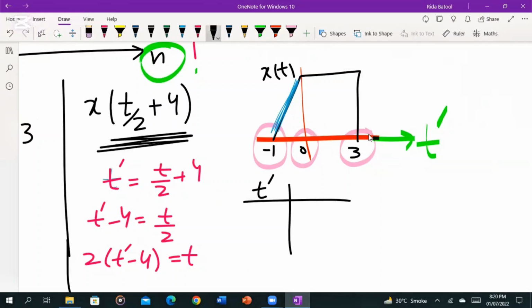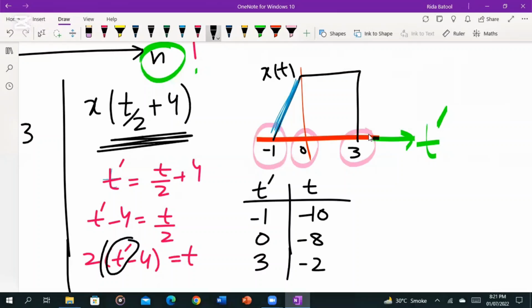We are putting t prime and we will get new t. So we are taking -1, 0, and 3 only. So put t prime equals to -1. So -1 minus 4, -5, -5 into 2, -10. If you put t prime equals to 0, you will get -8. If you put t prime equals to 3 minus 4, -1, -2.